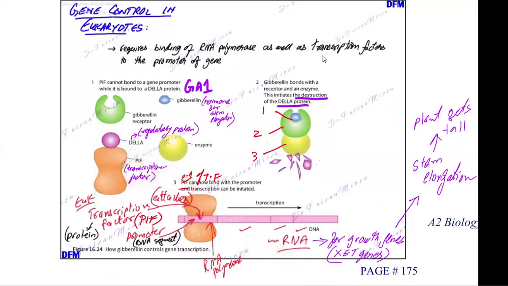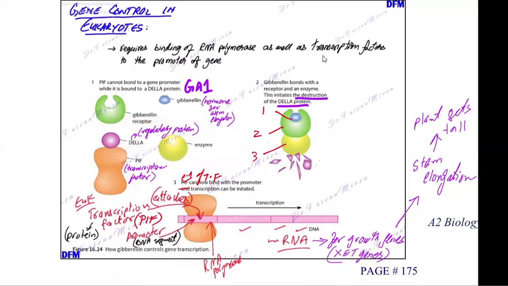So for growth genes to be transcribed, you have to allow PIF to come and attach to this promoter here. We know that in eukaryotes, the promoter must allow attachment of the transcription factor together with RNA polymerase. If both attach, only then the gene will start to get transcribed. So DELLA is an example of a regulatory protein that prevents PIF from binding to the promoter region.